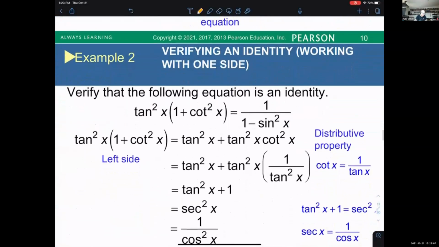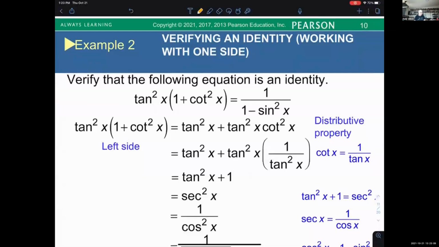Example 2. Verify the following equation is an identity. So let's just highlight this. This is what they started with in the initial problem, because they do get a little lumped together on these slides.